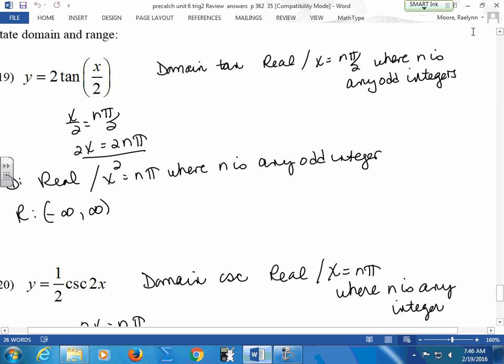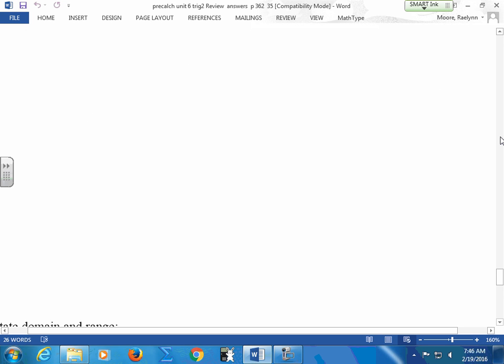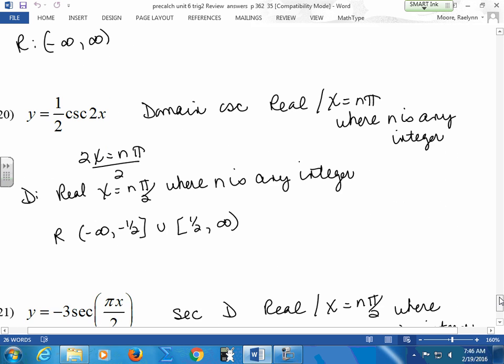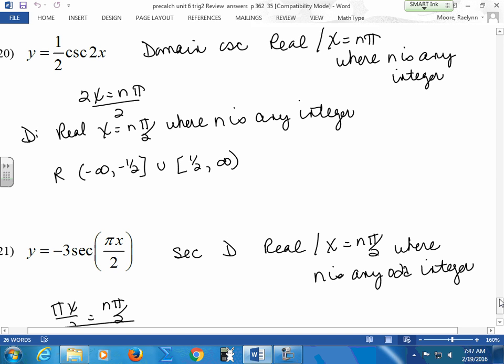So I think all I asked you, not for the sketches, just to find me the domains and the ranges, right? Okay. There's a cosecant, and then we'll get to a secant. Any questions with this one?